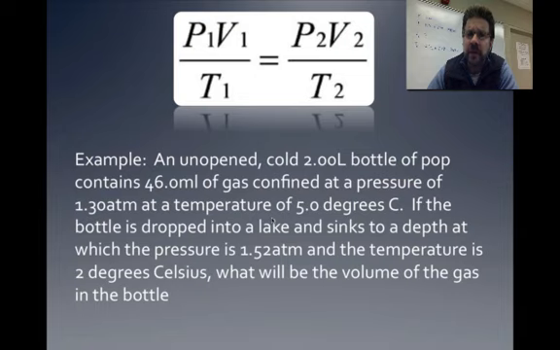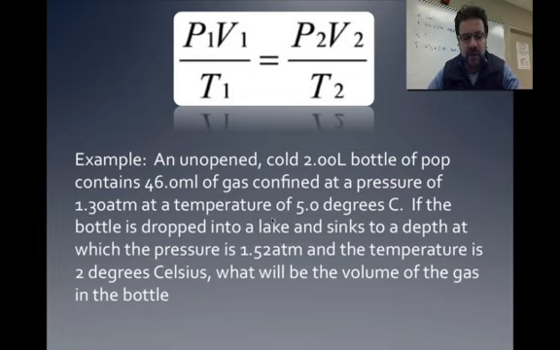Okay, so let's take a look at an example below. It says an unopened cold 2-liter bottle of pop contains 46.0 milliliters of gas, confined to a pressure of 1.30 atm at a temperature of 5 degrees Celsius. There's a lot of information they're throwing at us right off the get-go in the first sentence.